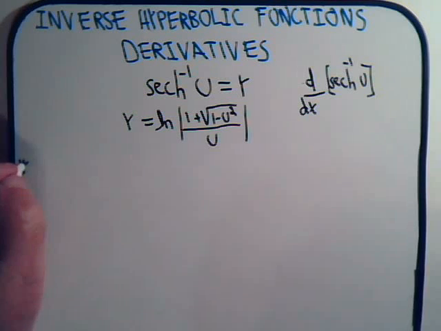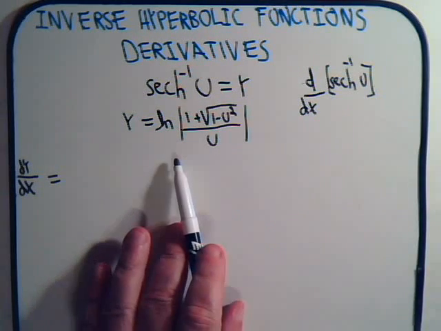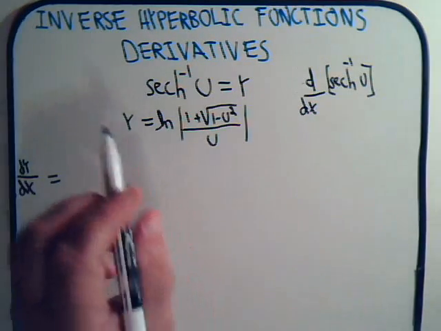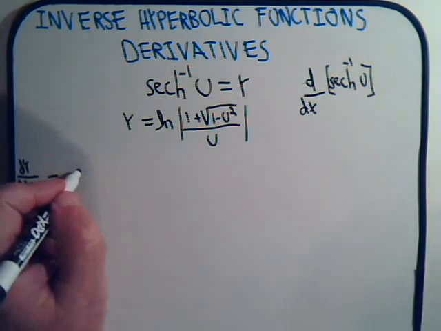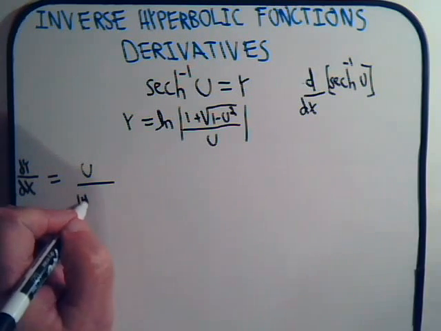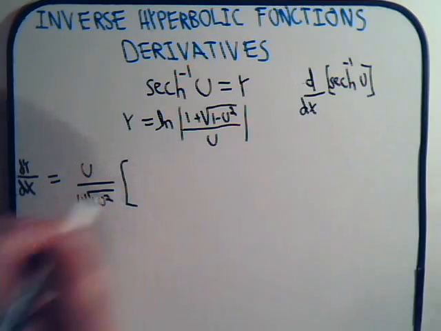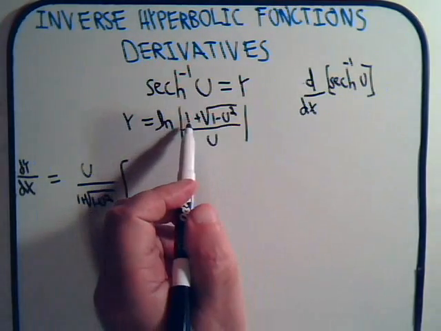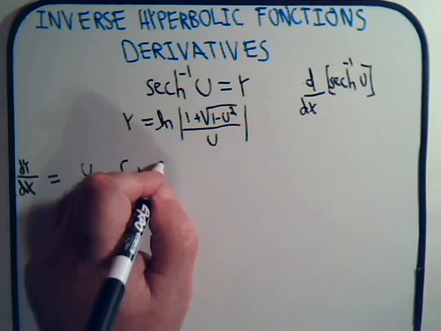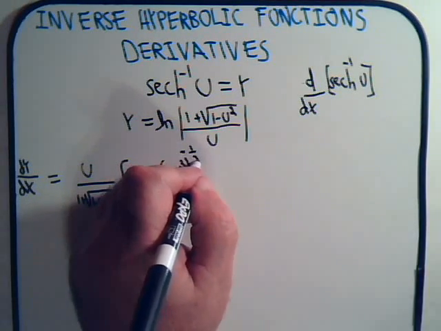We have dy/dx, starting with our logarithmic differentiation. We're going to have the reciprocal of the argument first, so we have u divided by 1 plus the square root of 1 minus u squared. Now we can take our derivatives. We'll have this times the derivative of this expression. So we're going to have u times 1/2 times 1 minus u squared to the negative 1/2 power.